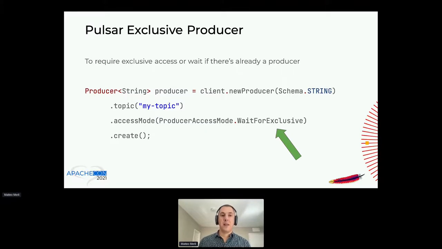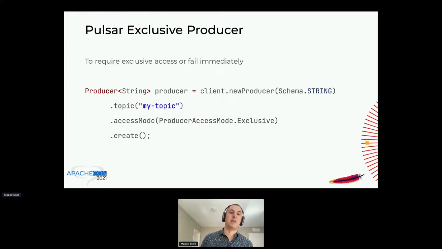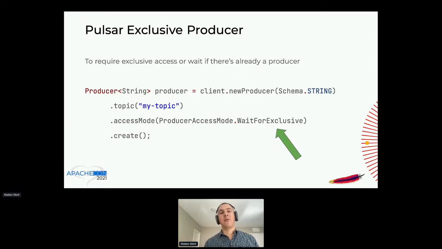There is also a different flavor of it, which is wait for exclusive. Essentially, on the exclusive one, if you try to create a producer and there is already a producer on that topic, your producer will fail immediately. So you try to create it, it fails. It says there's already a producer, so you cannot create a new one, and it is exclusive access. If you say wait for exclusive, basically it is the same, but the create will not fail immediately. Instead, it will be blocked there, pending until you have exclusive access.